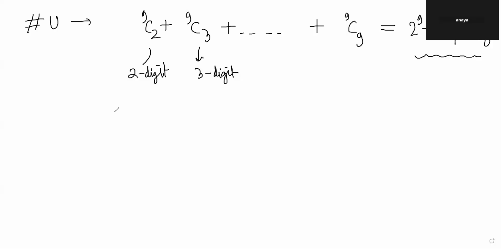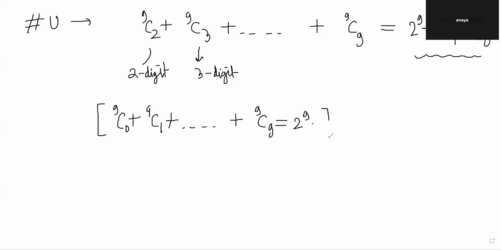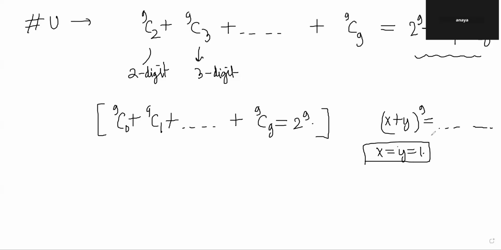Because you should know that 9C0 plus 9C1 go on till 9C9 is equal to 2 power 9. Do you know this? Yes. Because this comes from the binomial theorem, (x plus y) to the power 9, you can write all the terms and put x and y equal to 1. You will just end up getting 9C0 plus 9C1 plus ... plus 9C9 is equal to 2 power 9.